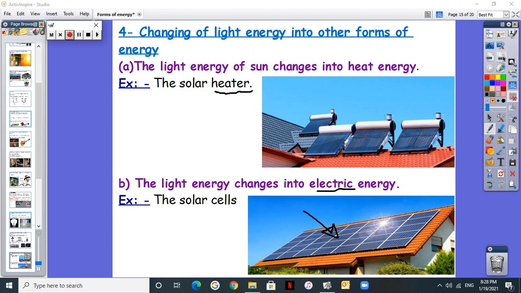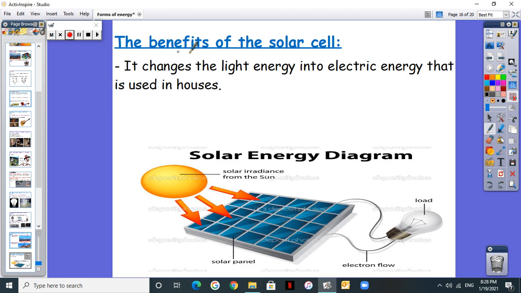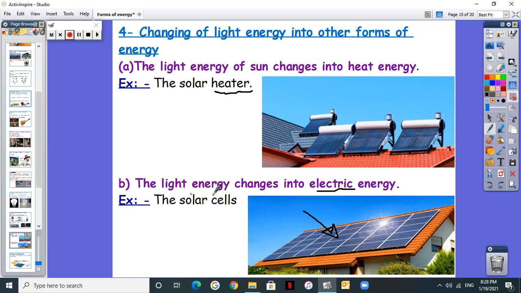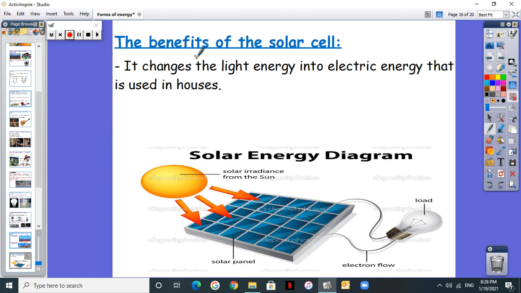Let's know the benefits of the solar cell. Solar cell can change the light energy into what? Electric energy. So the benefit, or the importance, of the solar cell is that it changes the light energy into electric energy that is used in houses. So we use the electricity that the solar cell produces in our houses.